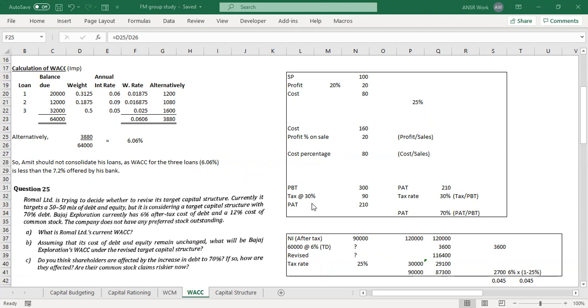Repeat the same calculation by just changing the ratios to 70 and 30 percentages. 7.8%. Absolutely correct. Did everybody get it?